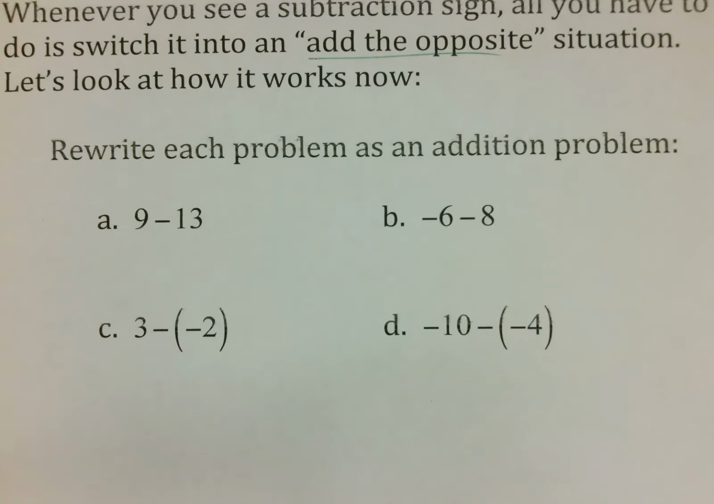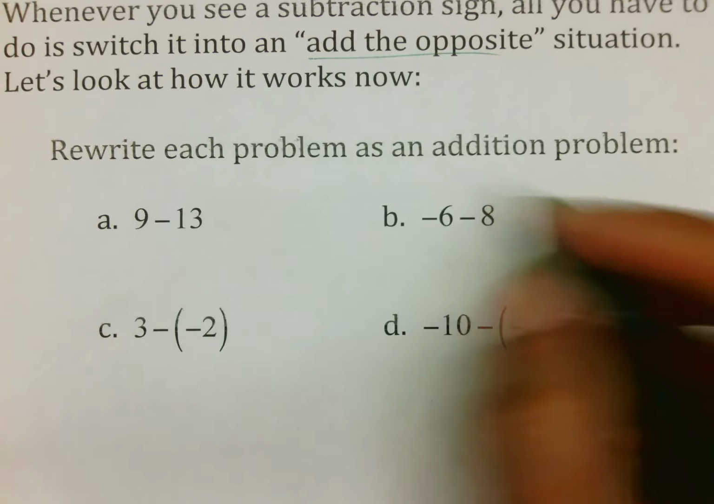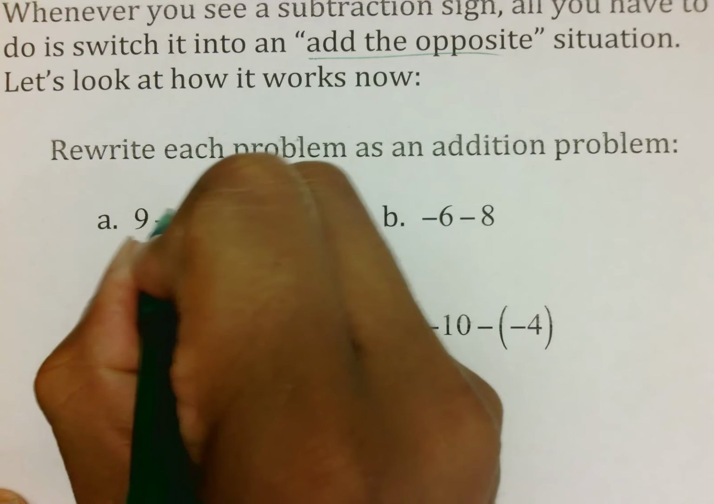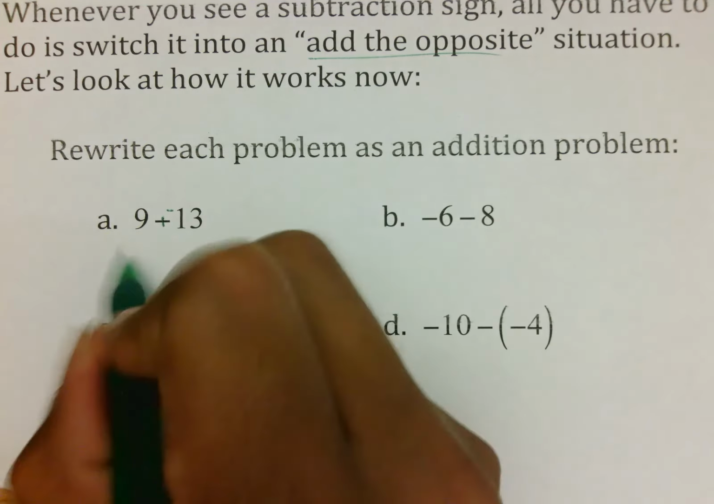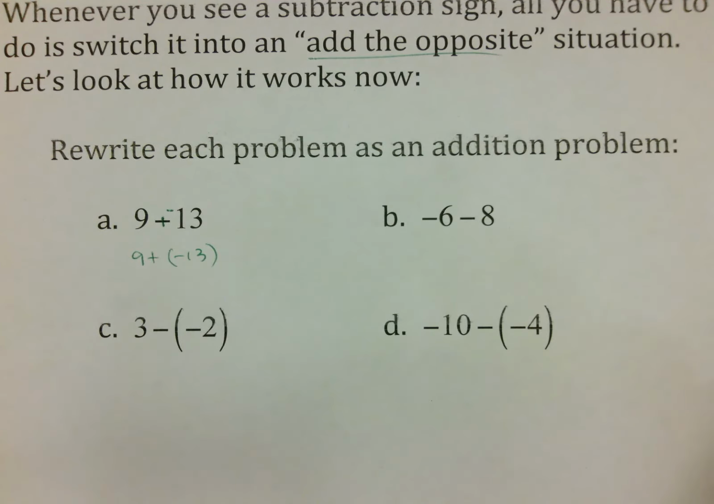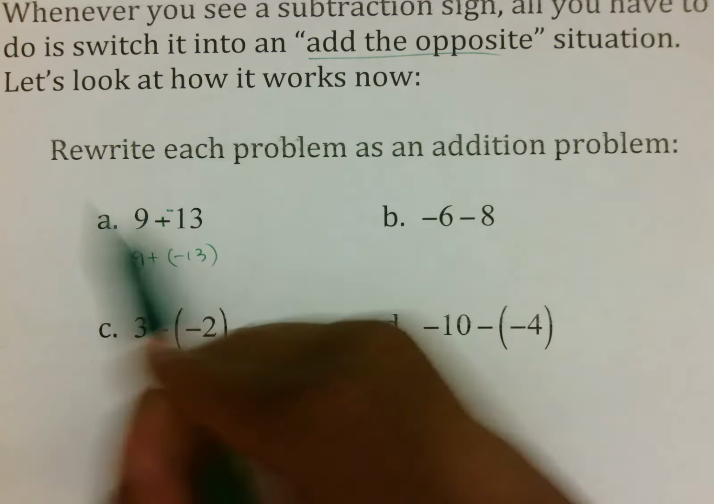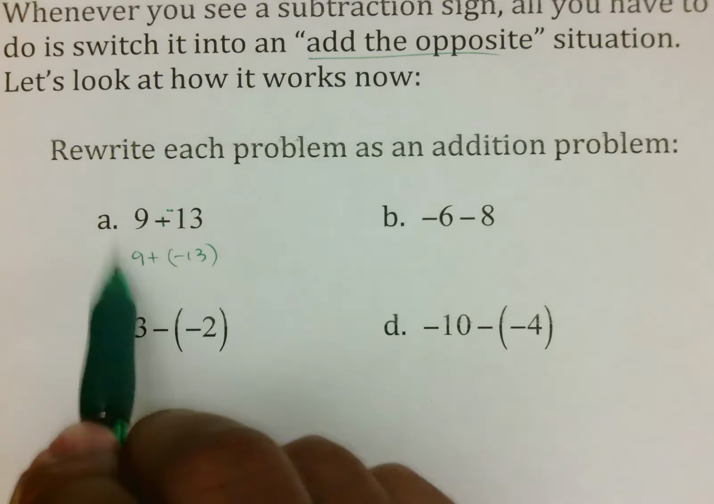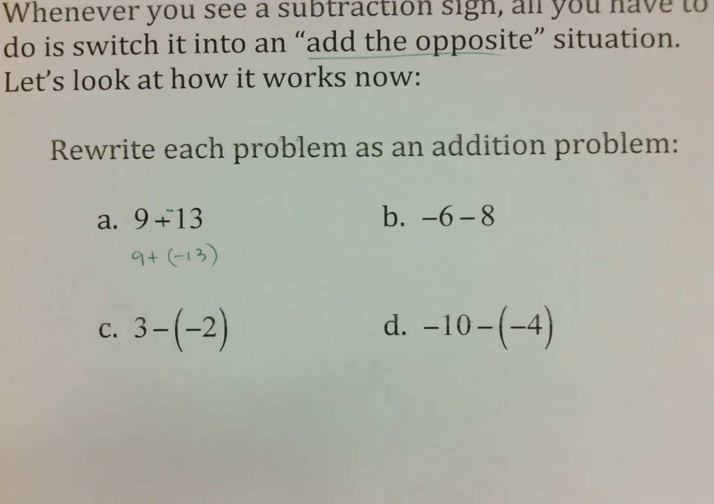Again, you might want to jot these down just so you understand how it works. If you see 9 minus 13, you make 2 switches. Turn this into a plus and then switch the sign on whatever's there. So this is 9 plus -13, and that's how you write it. Again, it was a subtraction problem. You can rewind the video and see for yourself. It was a subtraction problem that we just turned into an addition problem.